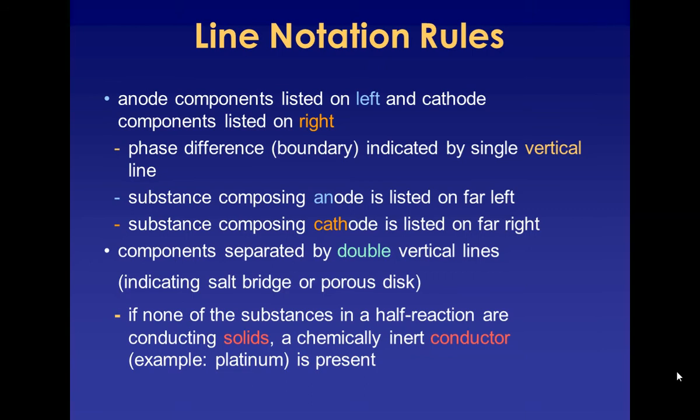And as I said previously, I'm not going to ask y'all to do anything with this. If for some reason you had a reaction that did not contain a metal, we would represent that in the line notation with whatever conductors we're using. In the example I showed you earlier, it was platinum, but it could be other metals that are chemically extremely unlikely to react with the components making up your particular chemical equation.